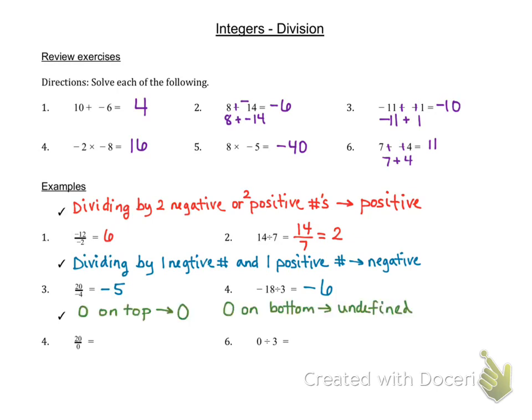Now let's look at when we're dividing with the number 0 involved. Well, if the 0 is on the top, then your answer is going to equal 0. If the 0 is on the bottom, that's not possible, you can't divide by 0, so that answer is going to be considered undefined. So for number 4, if you have 20 divided by 0, well, that's not possible. So we say that's undefined.